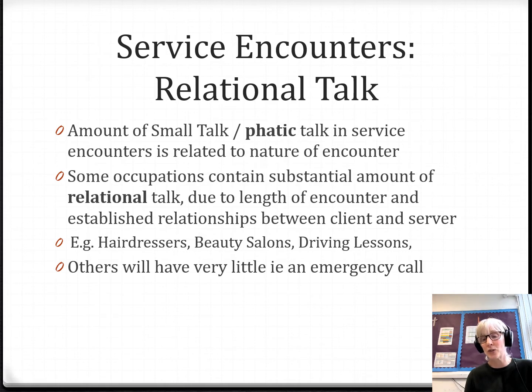But other service encounters will have very little. For example, an emergency call. The emergency responder is not going to ask you about the weather or how your day's been. Well, it wouldn't be appropriate, and they need to be fast.